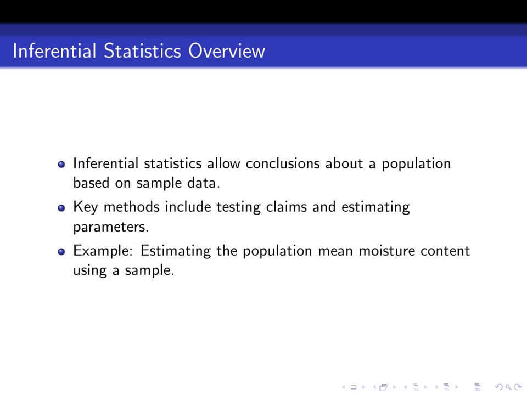Inferential statistics allow us to draw conclusions about a population based on sample data. The two primary methods are testing claims about population parameters and estimating these parameters. For example, we can estimate the population mean moisture content using a sample, enabling informed decisions even when studying only a subset of the population.